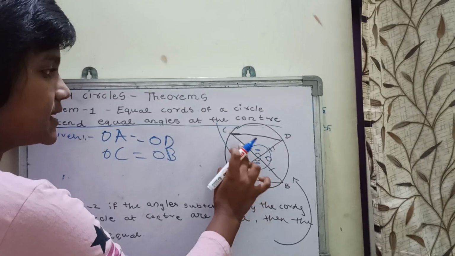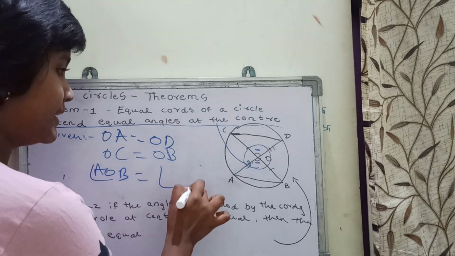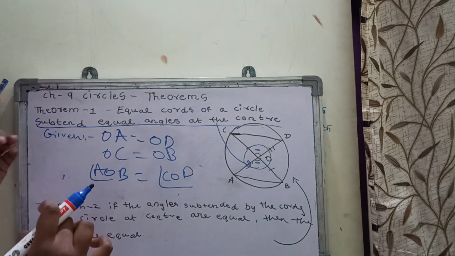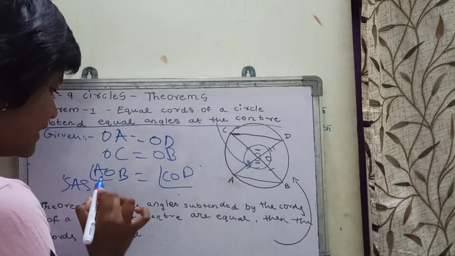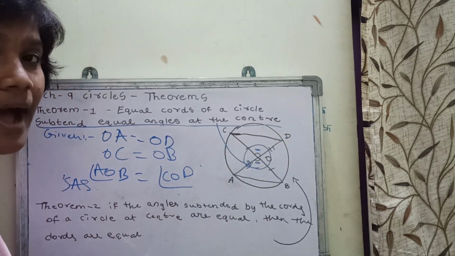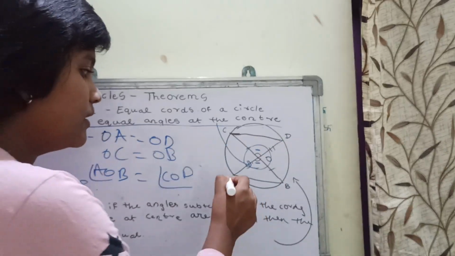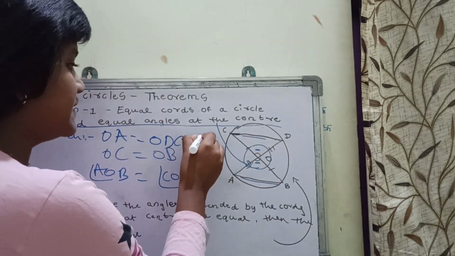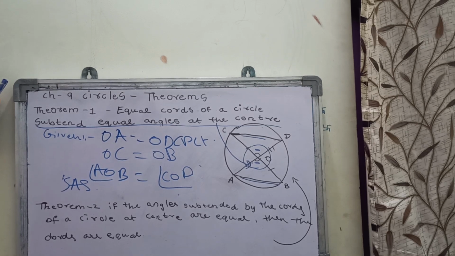Then what else is given? Angle AOB is equal to angle COD. So now these three are equal. By SAS congruency, these two triangles are congruent. After saying that, what else can we say? The chords are also equal by CPCT. So this is about the two theorems we have in the lesson.